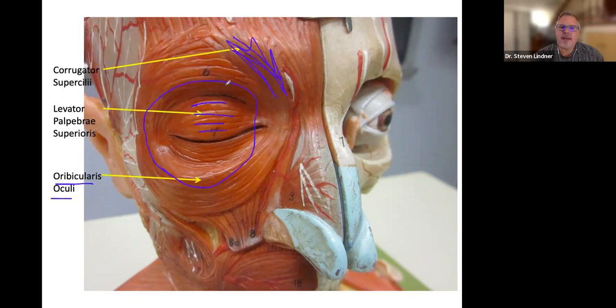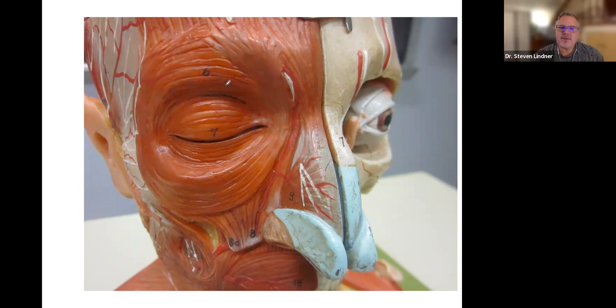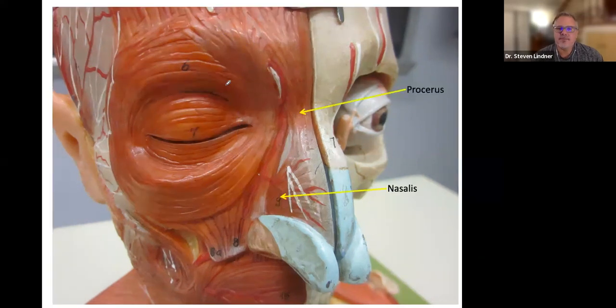Okay, so you'll see I have this picture that's labeled, and then you can test yourself and see if you could do the same three without the labels. Okay, right here, going this way, where the nose is on the top, that's called the procerus, and the nasalis, these fibers are going this way. You have nasalis, procerus.